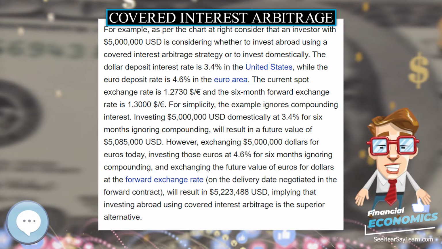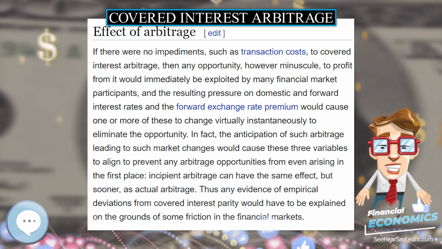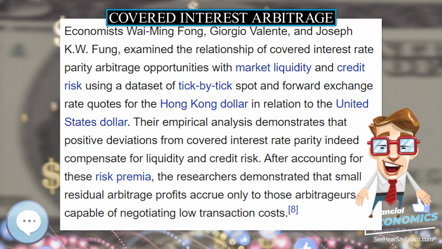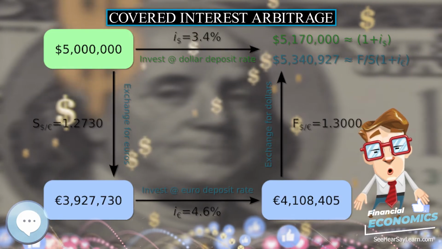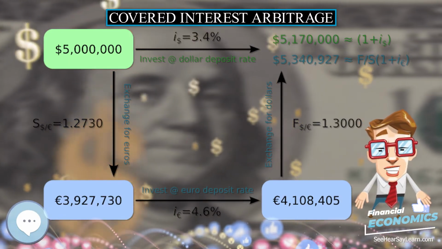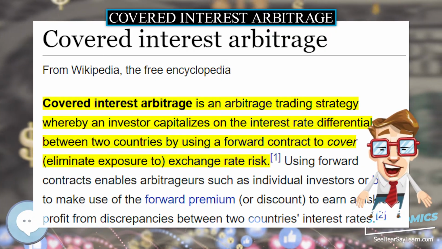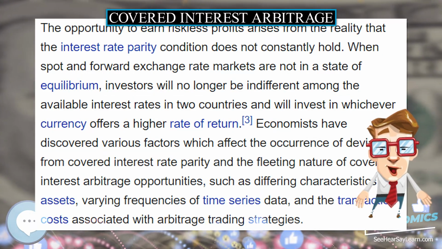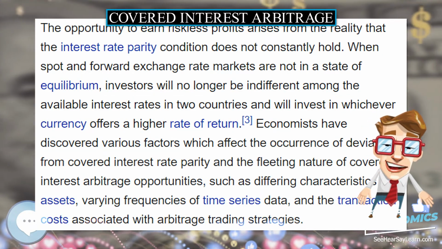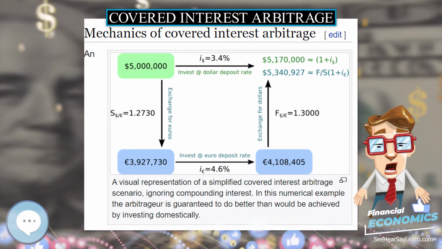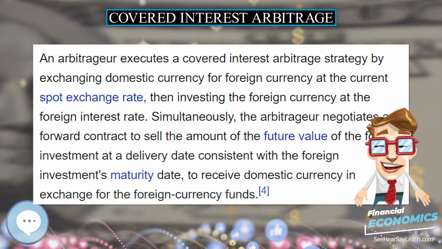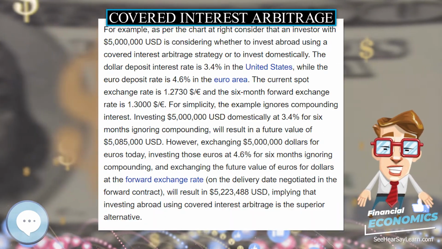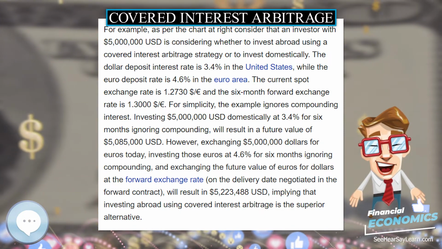Investing $5 million domestically at 3.4% for 6 months, ignoring compounding, will result in a future value of $5,085,000. However, exchanging $5 million for euros today, investing those euros at 4.6% for 6 months ignoring compounding, and exchanging the future value of euros for dollars at the forward exchange rate, on the delivery date negotiated in the forward contract, will result in $5,223,488, implying that investing abroad using covered interest arbitrage is the superior alternative.